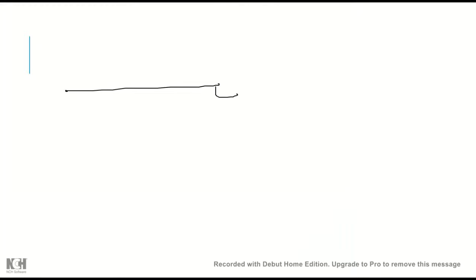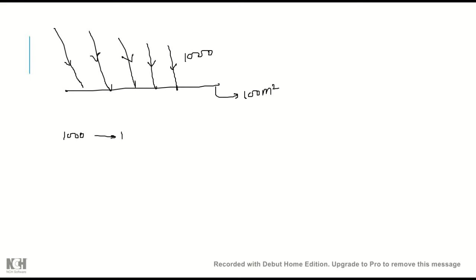This is a surface which has an area of 100 meter square, and some electric field lines are incident on it, let's suppose 1000 in number. So 1000 electric field lines are incident on 100 meter square. On 1 meter square, how many electric field lines will be there? 10 electric field lines will be incident on 1 meter square, that is, on 1 unit area, how many electric field lines are there?